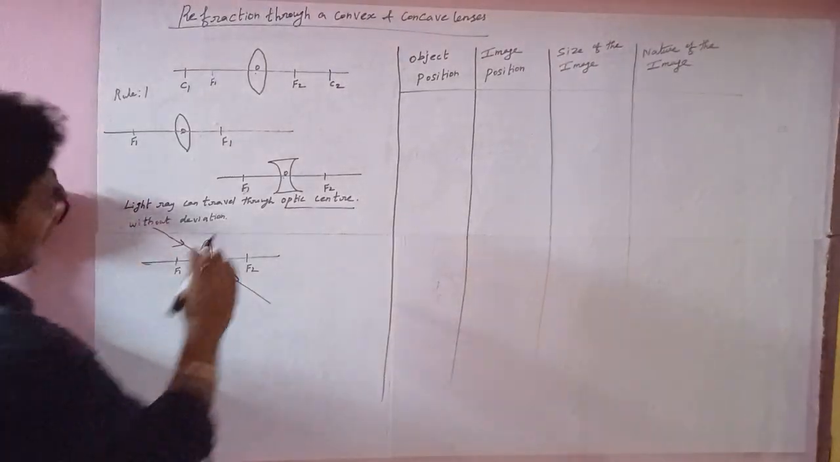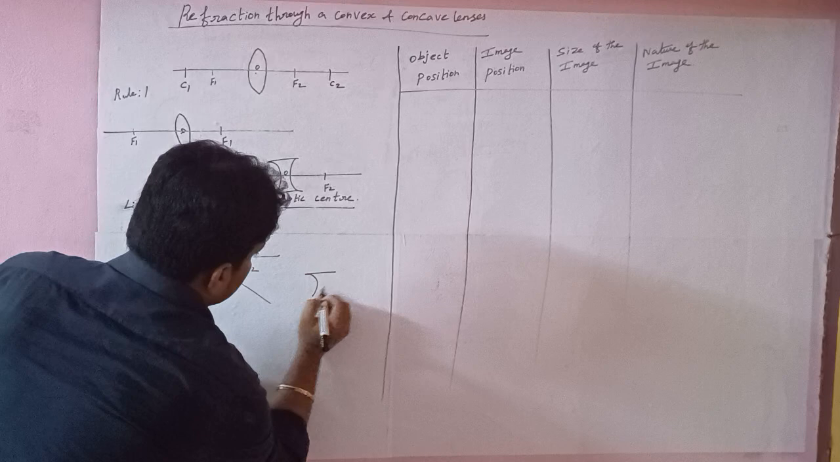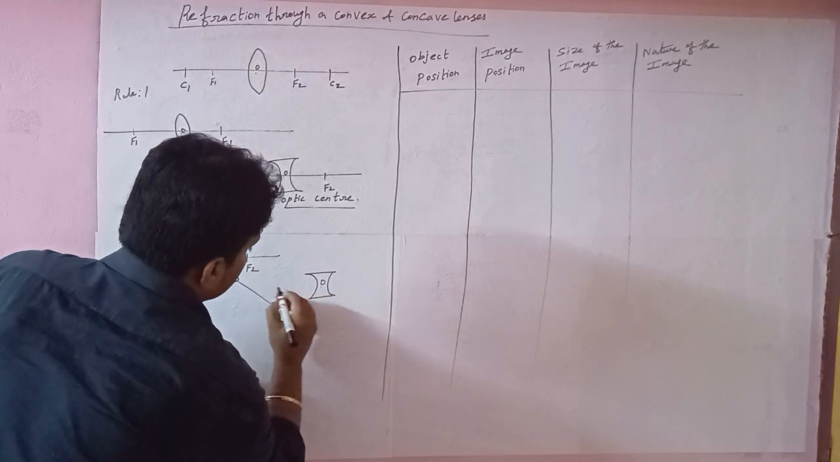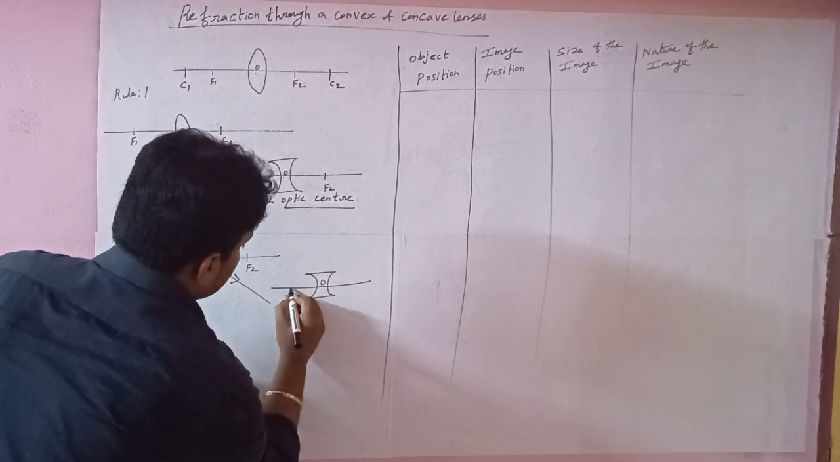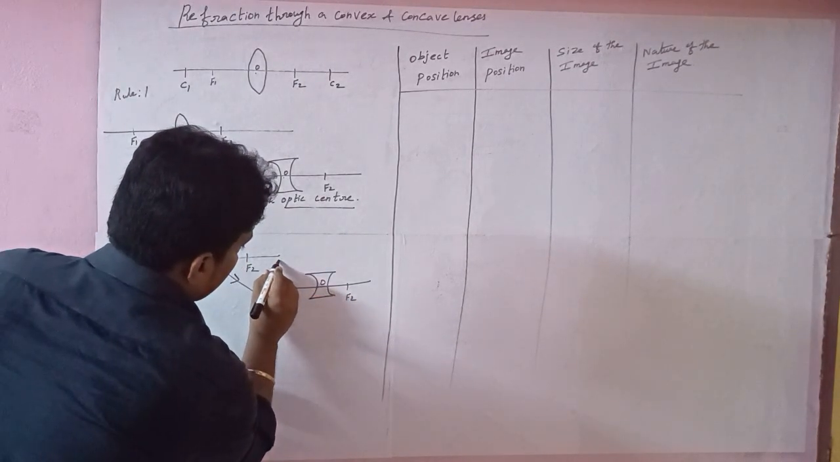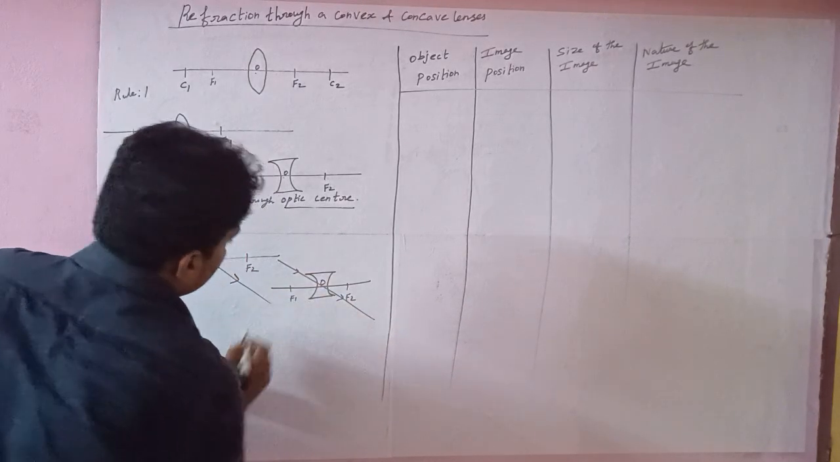Next is the same process. For example, this is a concave lens. O is the optic center. This is the principal axis. F1 is the object and F2 is the image. So the light ray can travel through the optic center without deviation.